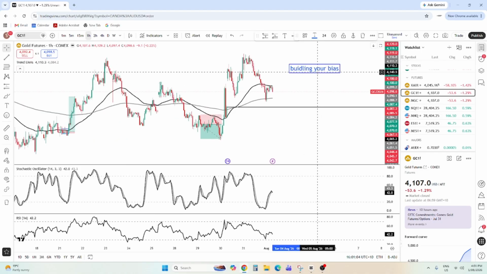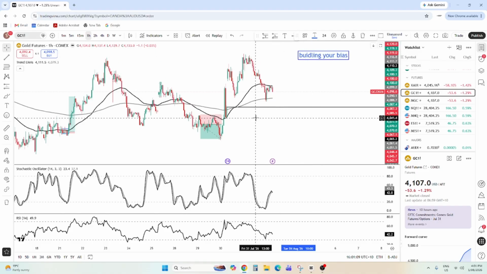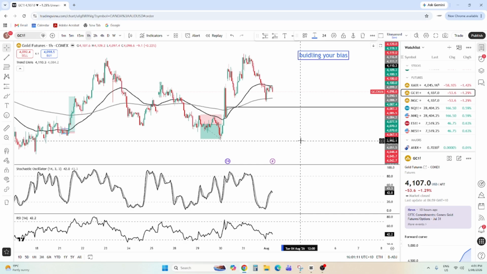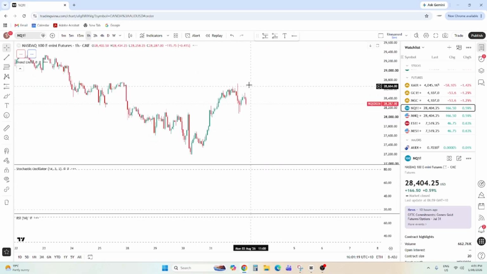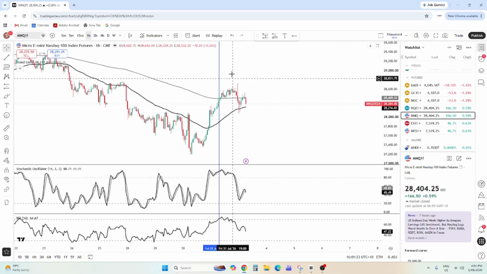Alright, building your bias. Building your bias is basically, before coming into your trade, saying what you are going to do and what you're not going to do. So it's very simple, building your bias.